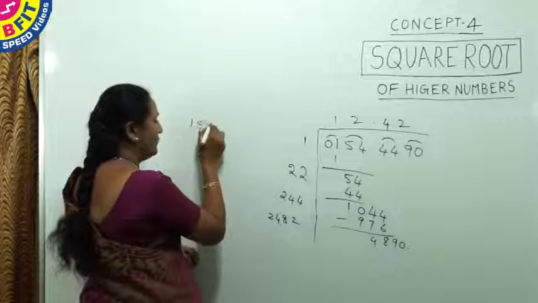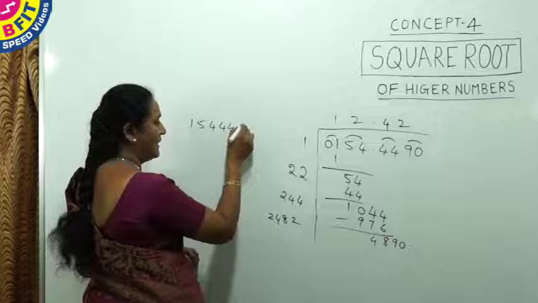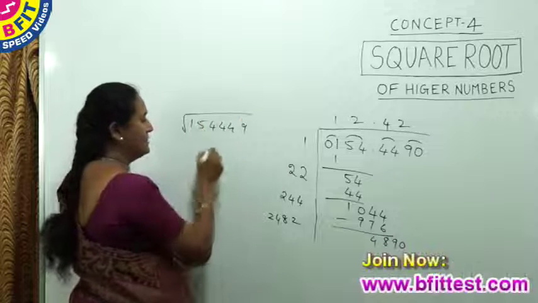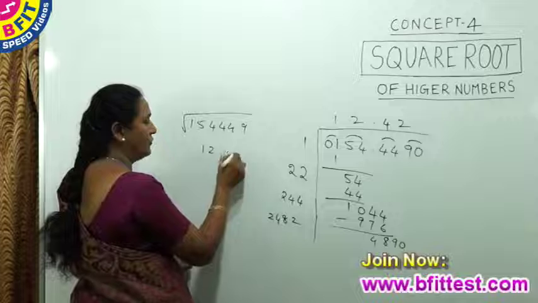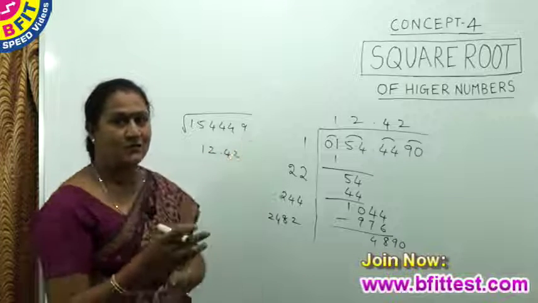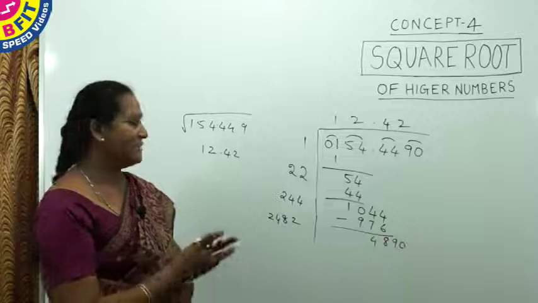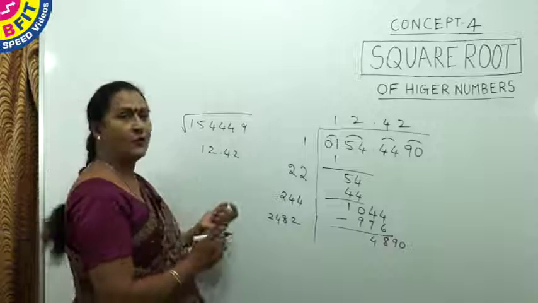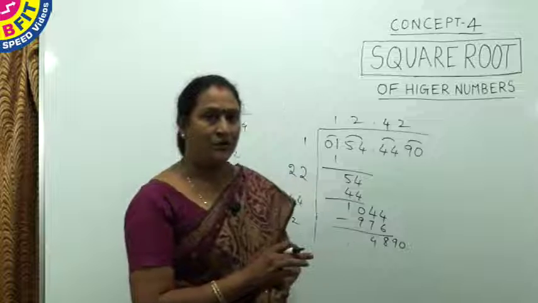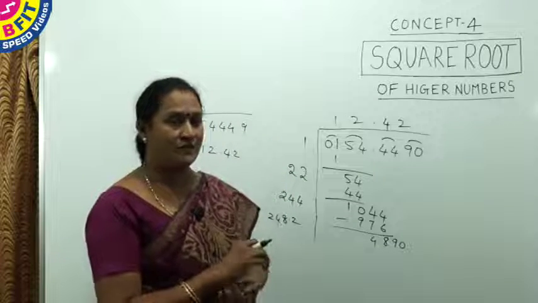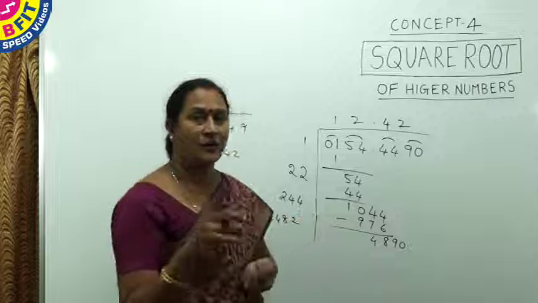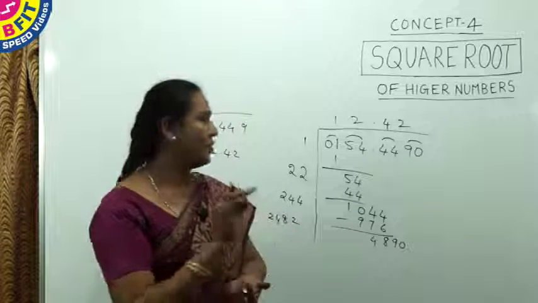Say 15.449. When we have 3 decimal places, the square root is 12.42. As you have 3 decimal places, it is a non-square number and the answer will be a decimal number. So the answer is 12.42. This division method will be handy to find the answer and choose it from the options. At any step you can stop your working and go for the answer from the options.